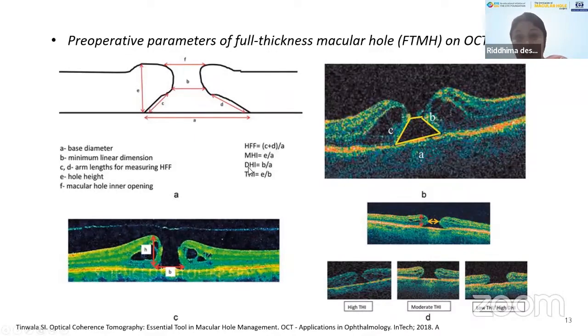DHI is the diameter hole index, which is a ratio of the MLD to the base, and THI is the tractional hole index, which is a ratio of the hole height to the MLD. A higher THI level and a lower DHI level value is associated with better visual outcomes and surgical outcomes after macular hole surgeries.